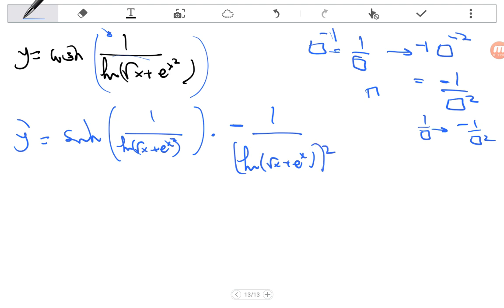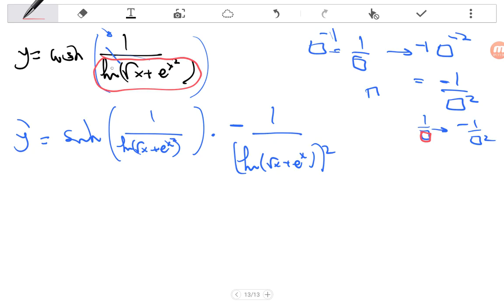all squared. Now I have finished the 1 over function. The derivative of 1 over function, I have just written it like this. Now I would go inside it and find this function. So I need to multiply by the derivative of what is inside it.